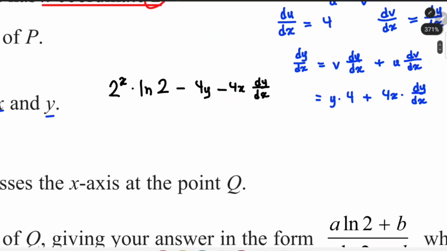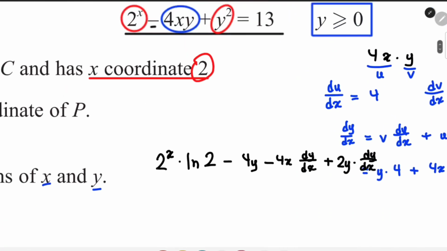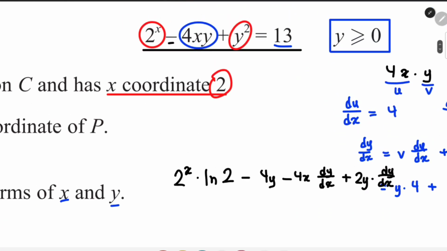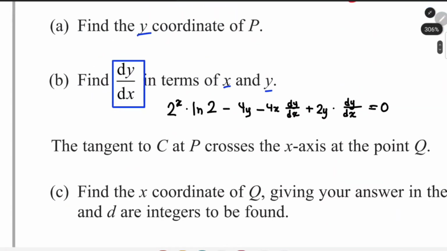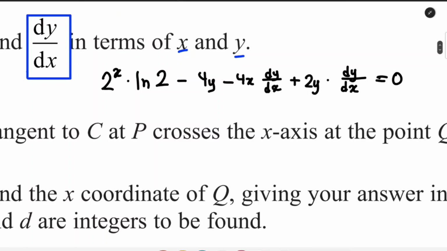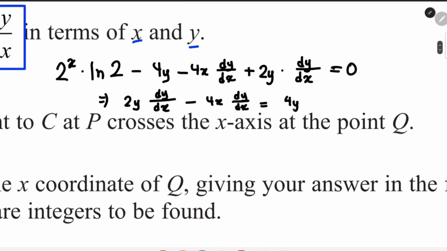So in this expression we add plus 2y dy by dx, and finally if I differentiate 13 with respect to x, we just get 0. Now we need to make dy by dx the subject, so I move everything that doesn't have dy by dx to the right. So on the left we have 2y dy by dx minus 4x dy by dx, and we move everything else over to the right. So on the right we have 4y minus 2 to the power x ln 2.